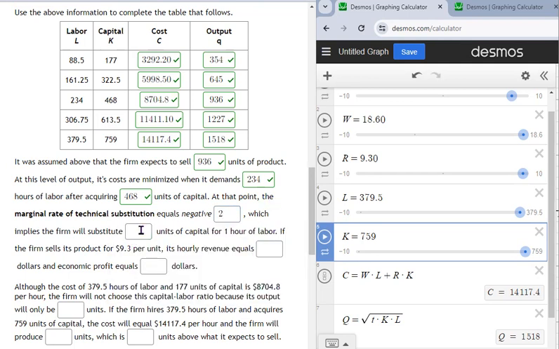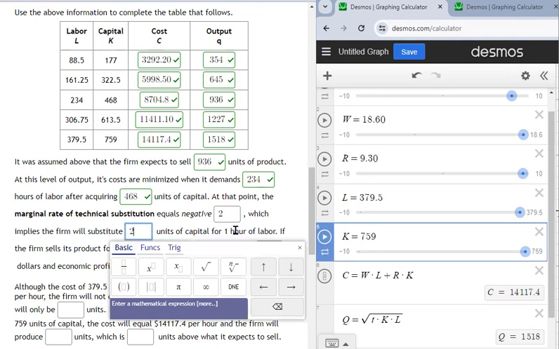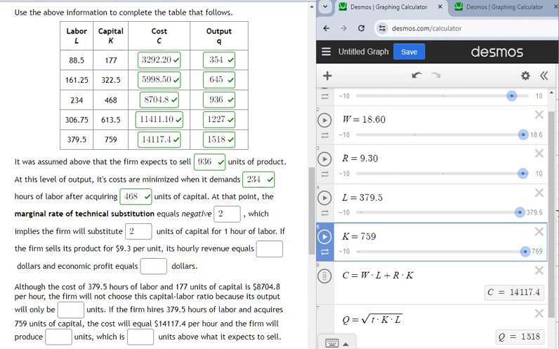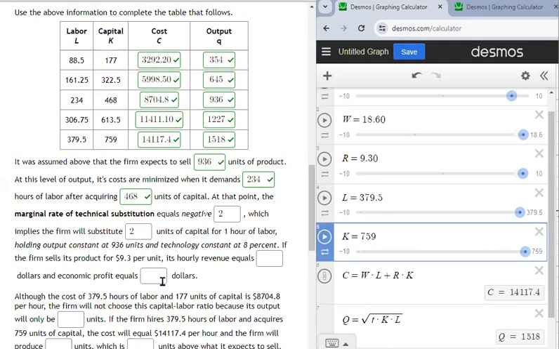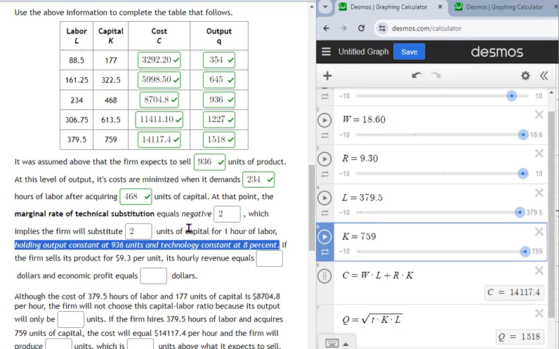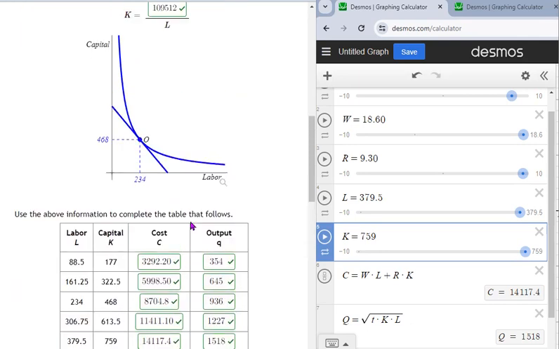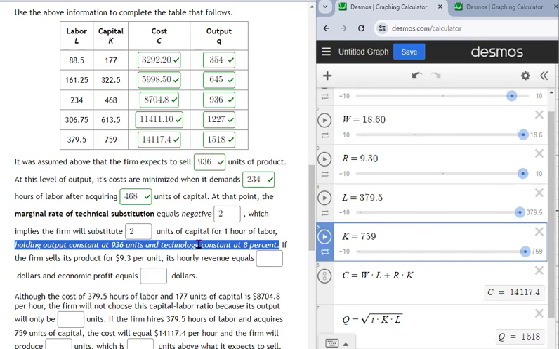So at this point, and only at this point, the marginal rate of technical substitution equals -2 here, right? And this implies that the firm will substitute 2 units of capital for 1 hour of labor. I inserted this ceteris paribus statement, right? Okay, so the marginal rate of technical substitution equals -2, which implies at the optimal solution, at this blue dot, and only at this blue dot, the firm will substitute 2 units of capital for 1 hour of labor, holding output constant at 936 units, and technology constant at 8.